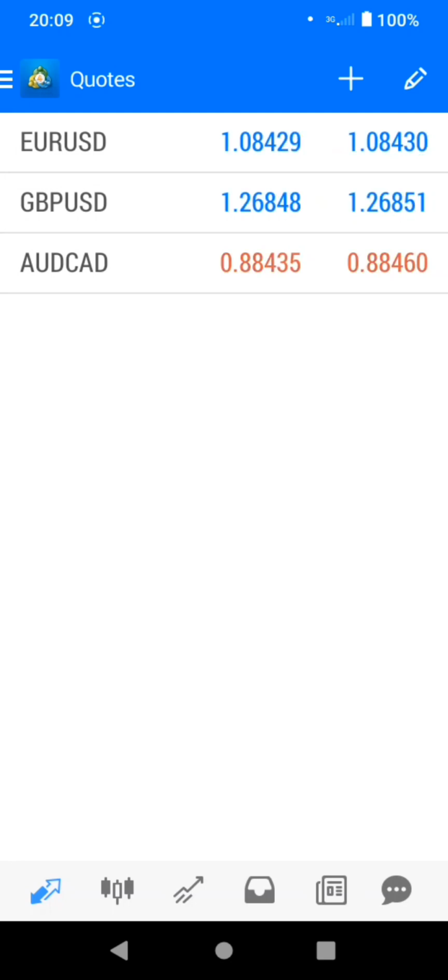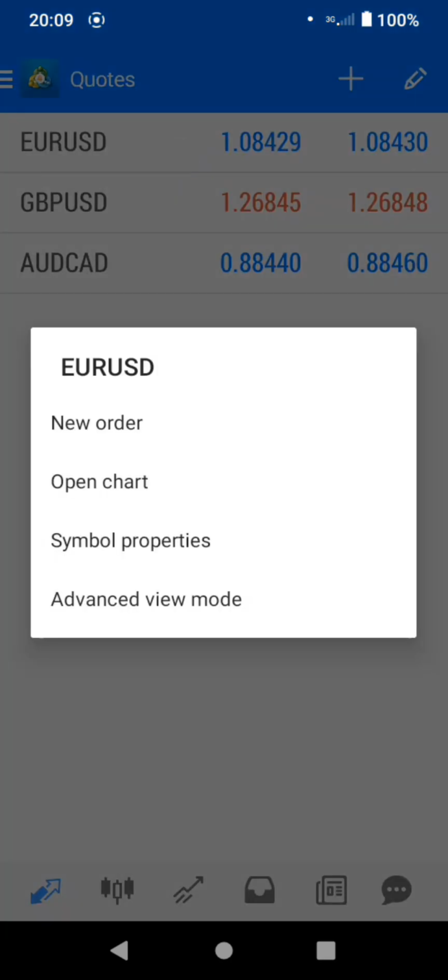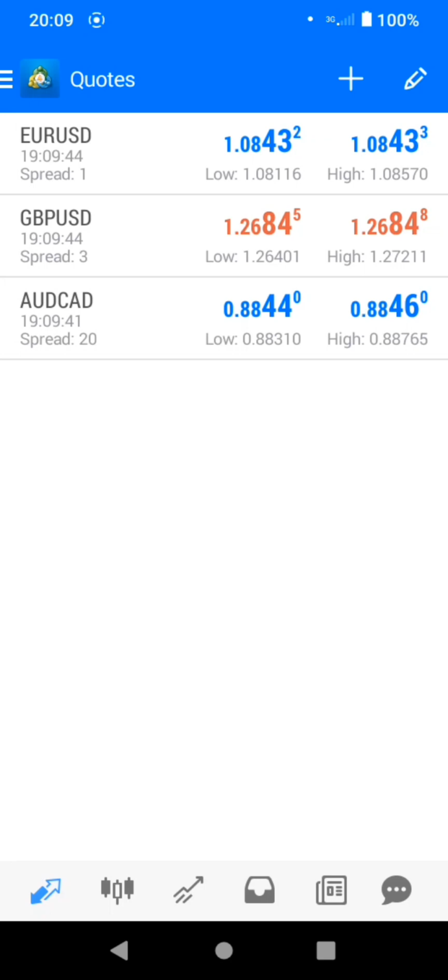If you want to change this again, just press again, hold this, and you come back to the advanced view mode. So now you can see the low, the high. It gives you more information. The advanced mode gives you more details. Okay, all right, then the simple mode basically just tries to make the chart look clean and easy for you.